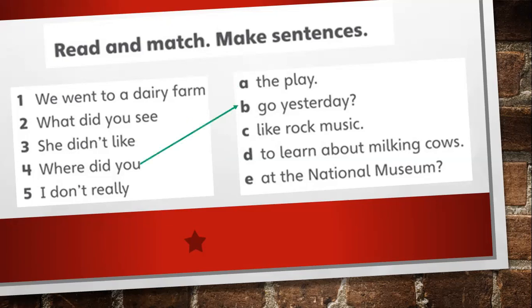Number four, where did you go yesterday? We use did with the verb in simple form, but the complement, yesterday, is a reference to the past. That's why this makes sense. And finally, number five, I don't like rock music. I don't really like rock music, okay? So maybe the person prefers to go to a concert hall to see a different kind of concert with a different kind of music. So much for this practice. Let's do a little bit more. And I believe this is the last one.